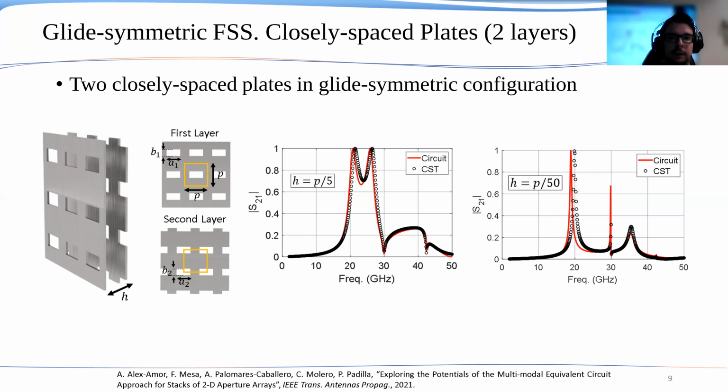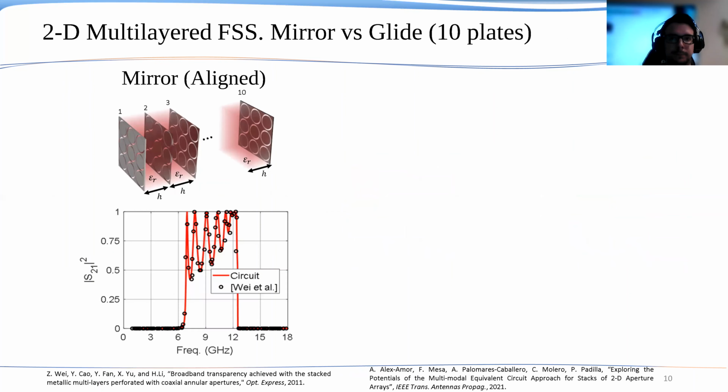As it can be appreciated in the slide, there is a very good agreement between our circuit approach and the commercial software CST, even for such a reduced spacing between layers as λ/50, which is represented in the rightmost image of the slide. Therefore, it is demonstrated that the approximation of considering isolated aperture profiles works reasonably well, even in such an extreme benchmark scenario.